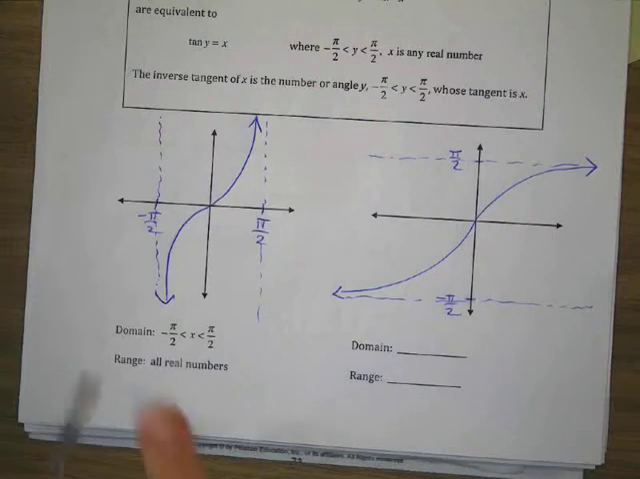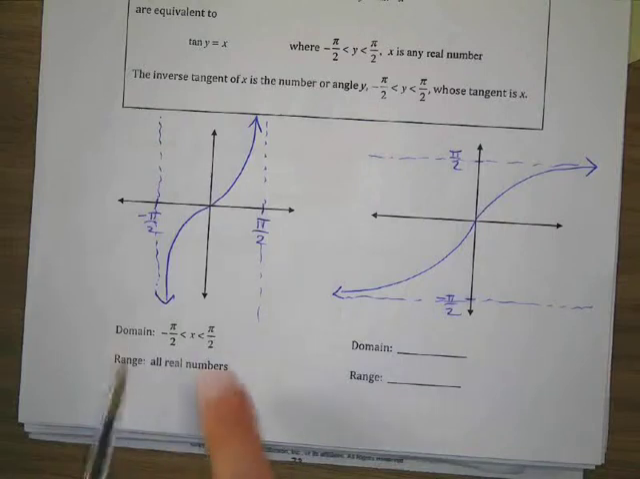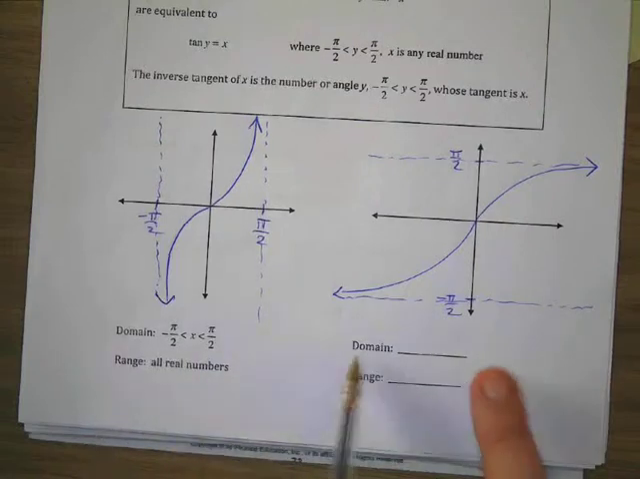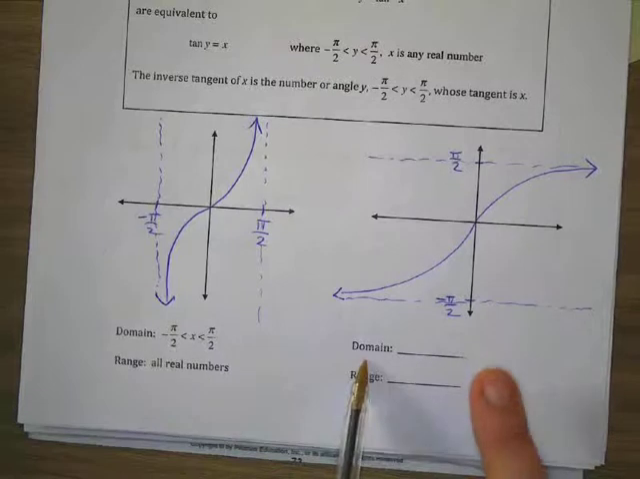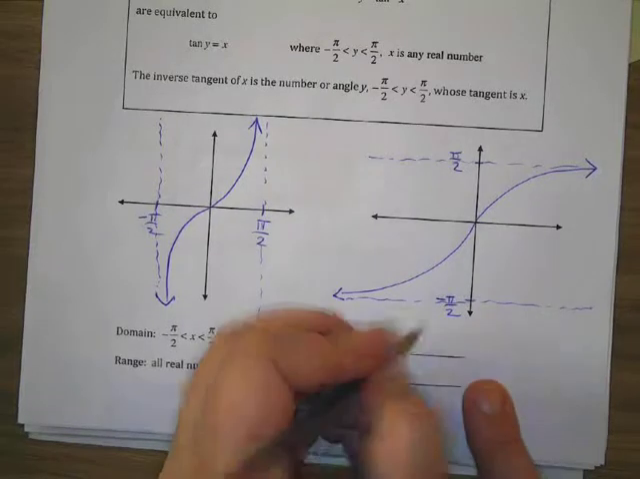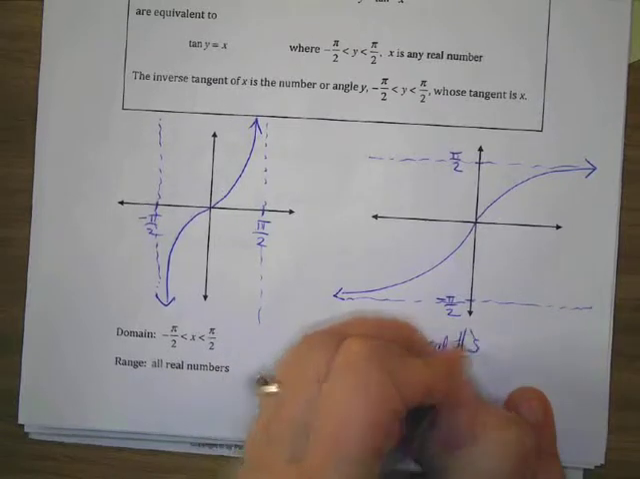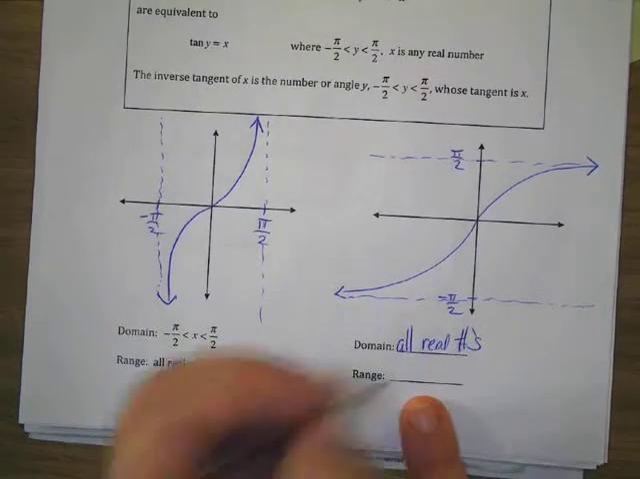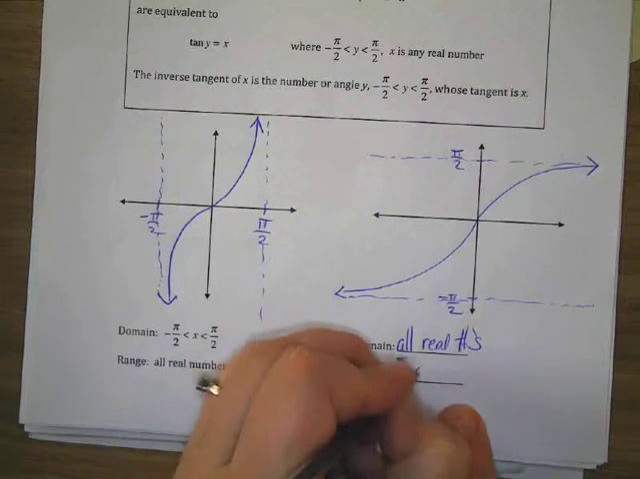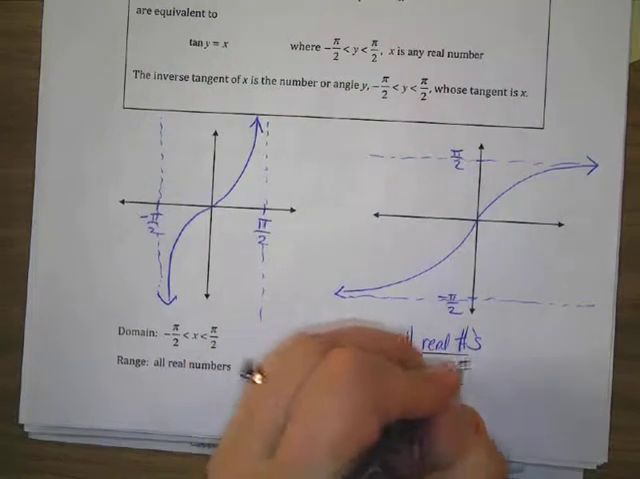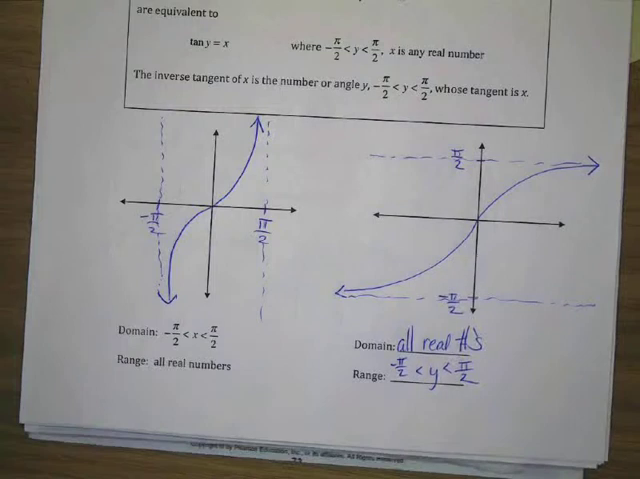And so now we're going to switch our domain and our range. So what's our domain for the inverse function? All real numbers. And what's our range? Good. Good. Is that okay? Okay.